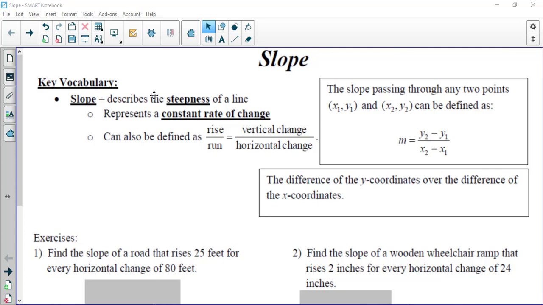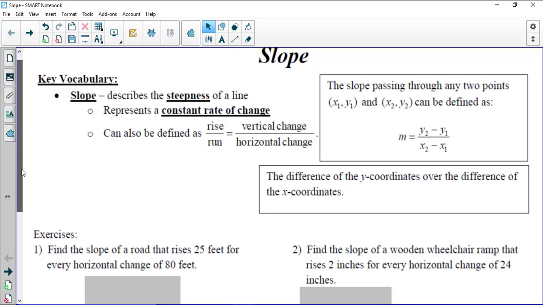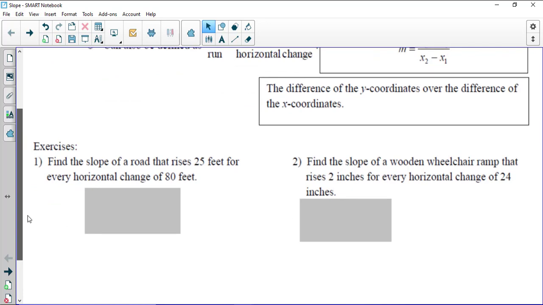Now, we'll talk a little bit about that as we get into finding the slope between any 2 points. We'll also talk about looking at slope graphically. So let's just start with a couple of problems.